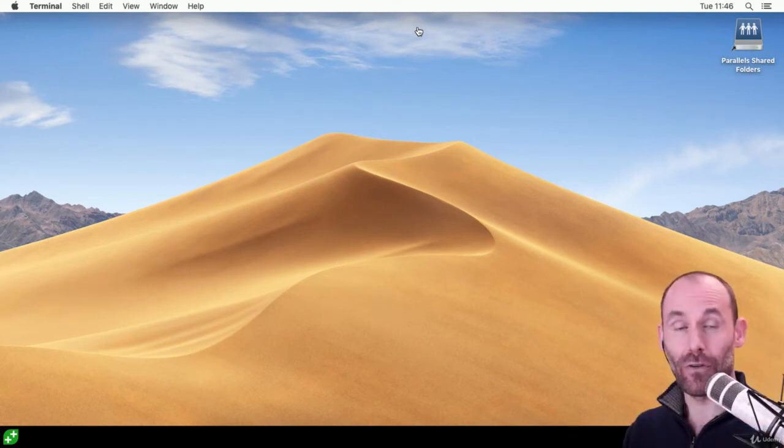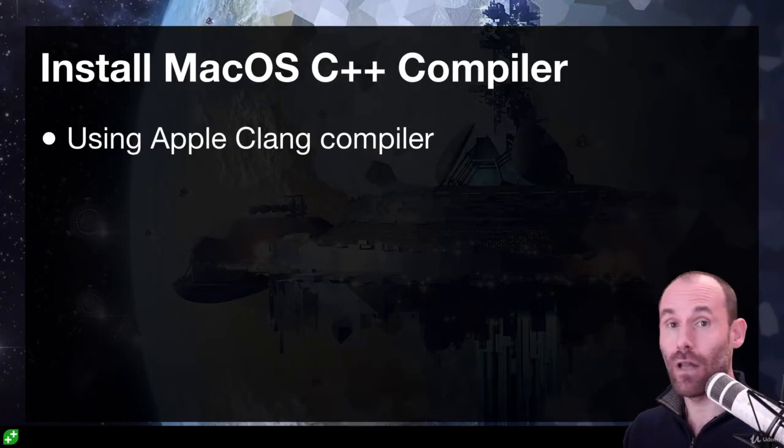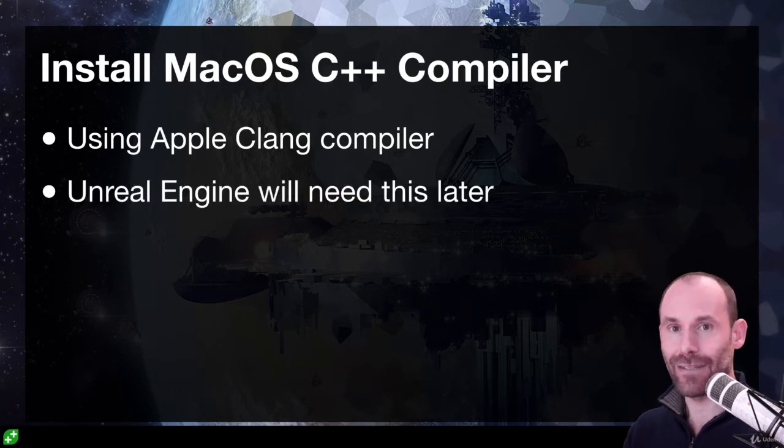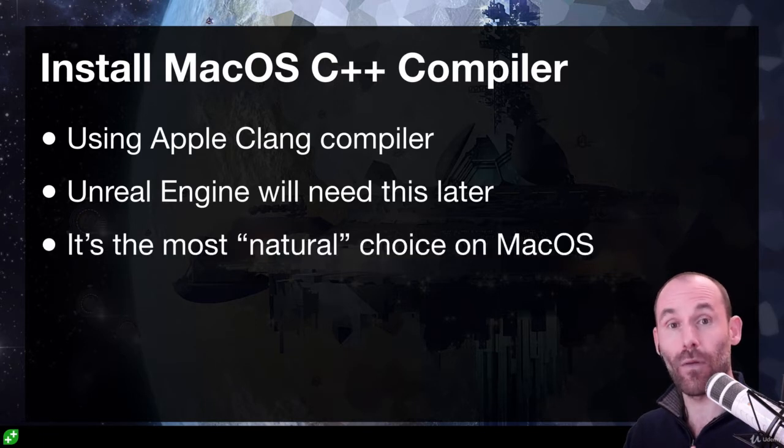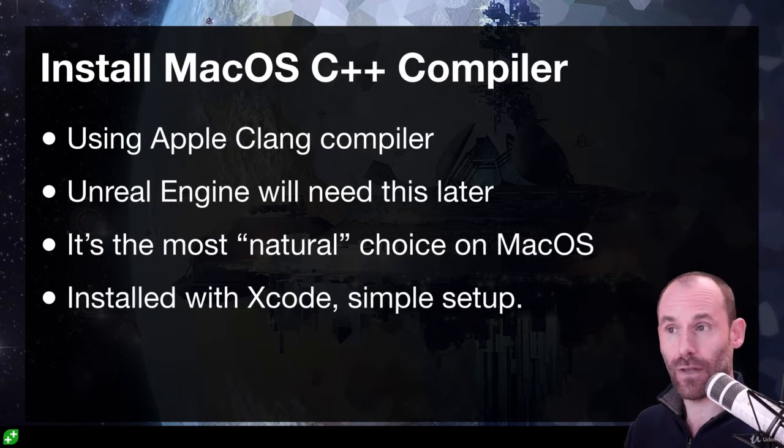Hello macOS users. So we're going to be installing the Apple Clang compiler, as it's called. We'll be using this later on when we install Unreal Engine. Again, it's the most natural choice on macOS. We're going with the most natural choice on each operating system. And it's very simple to install and set up on macOS. So let's just have a go, see what we need to do.